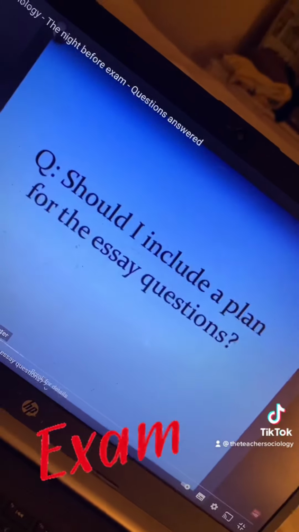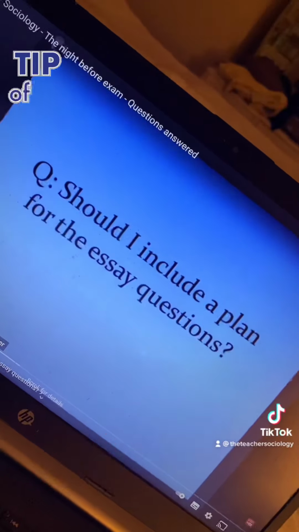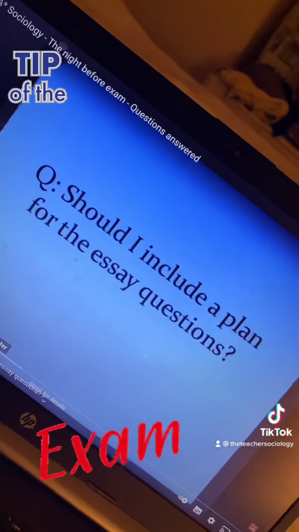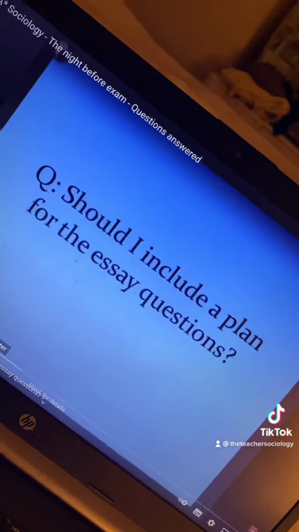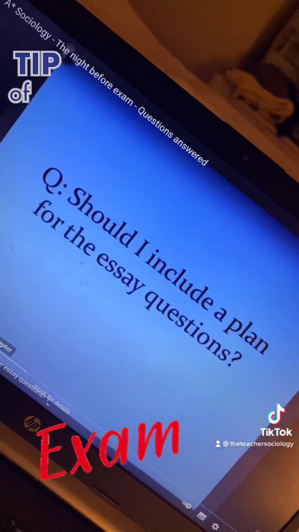Don't cross it out because then the examiner has to look at it. So if there's something on your plan that you've not included in your answer, they should be able to credit that as well.